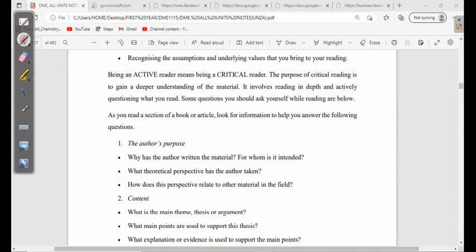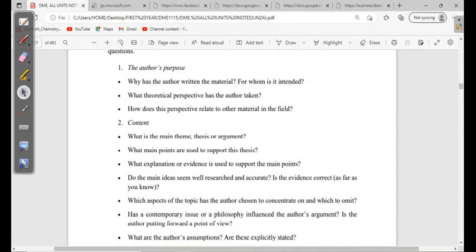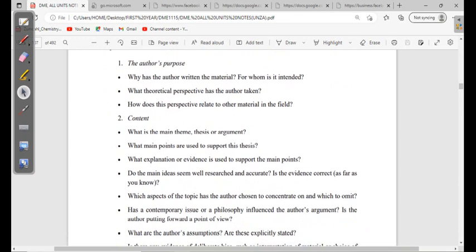So some questions you should ask yourself while reading are below. You need to understand about the author's purpose. So about the author's purpose, what you need to understand is why has the author written the material? For whom is it intended? Is it writing to children or to adults? Is it to those people who are learned or those who are not learned?